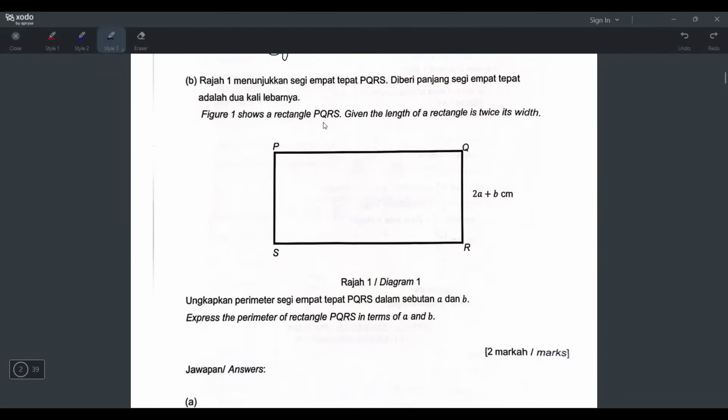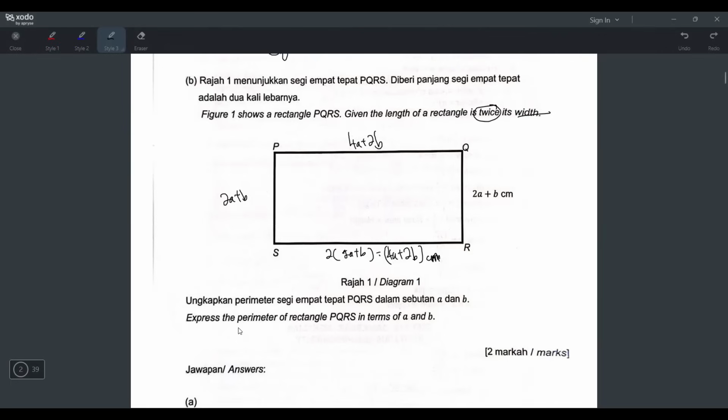Alright, number 1(b) pula. Figure 1 shows a rectangle PQRS. Given the length of the rectangle is twice its width. So length is the panjang SR, and it will be twice its width. Let's find out the length now. So 2 times the width, 2a plus b. Even though I haven't read what the question says, it's okay, we just find it now. Dia dah bagi macam ni, kita cari terus panjang dia. So it will be 4a plus 2b, and automatically in cm, because this one is also in cm, so when you darab dua, automatically cm also. And guess what? The atas bawah will be sama panjang, because for a rectangle, atas bawah mesti sama, and then kiri kanan pun sama panjang.